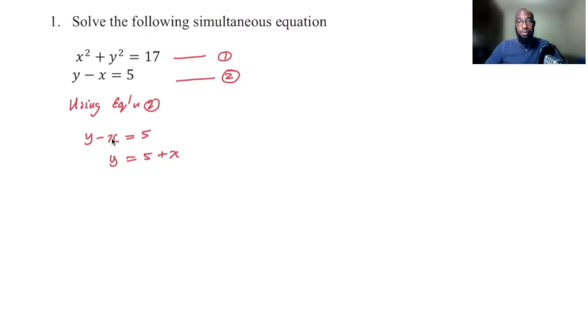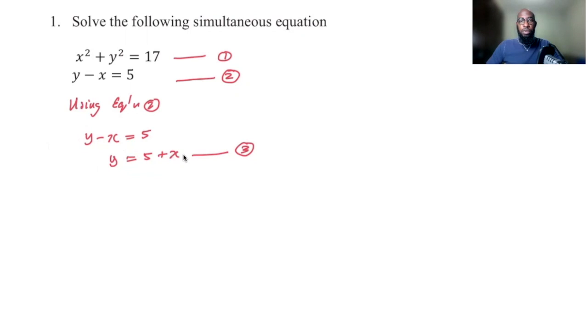You could use x, right? You could use x and transpose and get +1x equals to whatever. You get +1x is equal to y minus 5, all right? You could use that as well. But for me, I'll use equation 2, and I'll let y be the subject of the formula. Simple. And I have to label this equation 3. All right, so y is equal to 5 plus x.